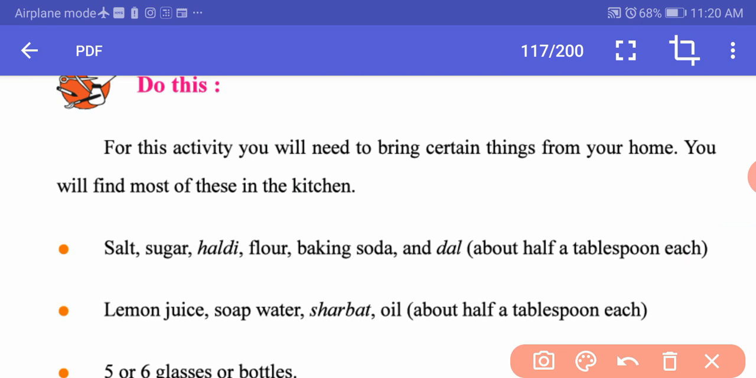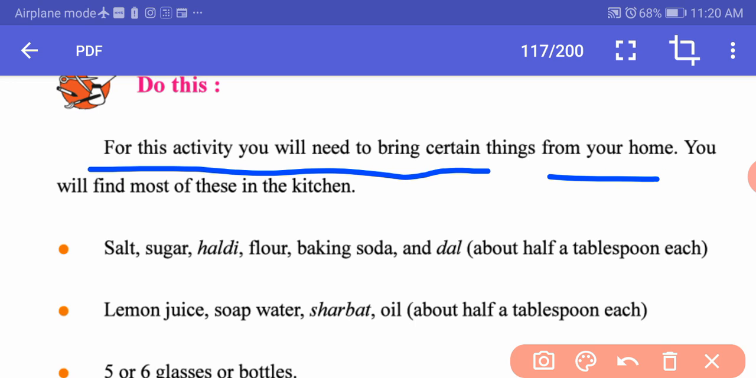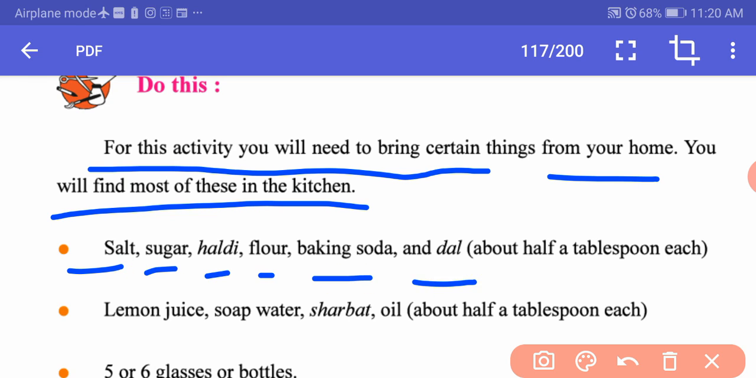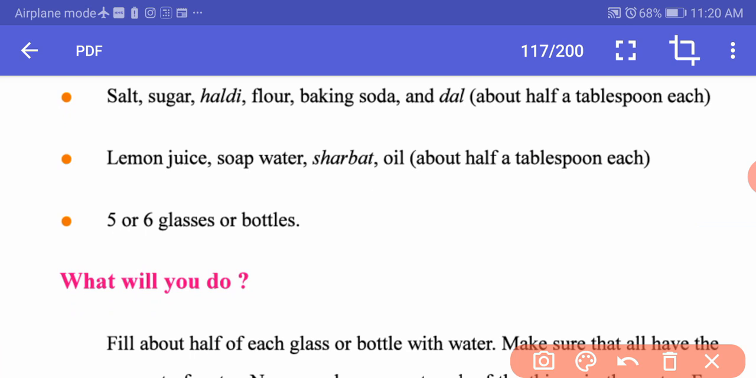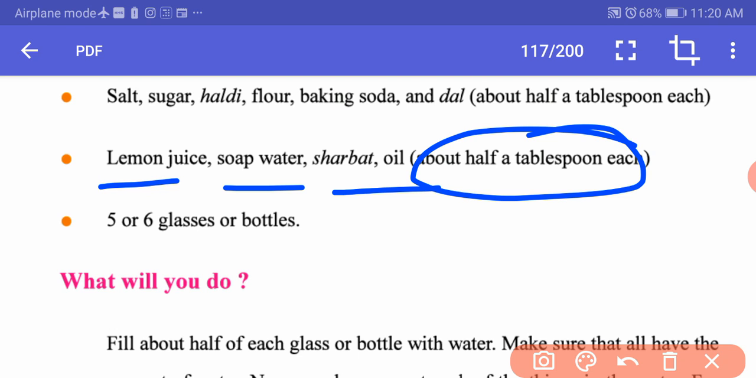Now here is an activity. For this activity you will need to bring certain things from your home. You will find most of these things in the kitchen. What are those things? Salt, sugar, haldi, flour, baking soda and dal. So you will need about half a tablespoon of each. In the next, lemon juice, soap water and sharbat oil, about half a tablespoon of each.